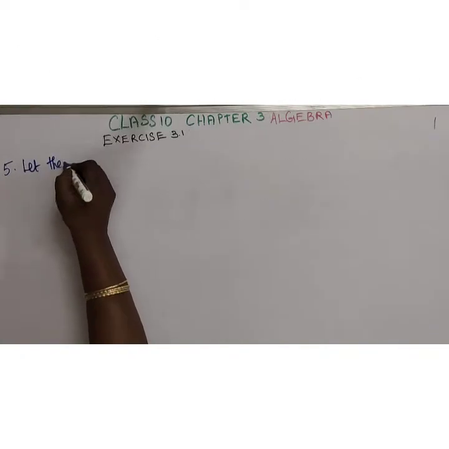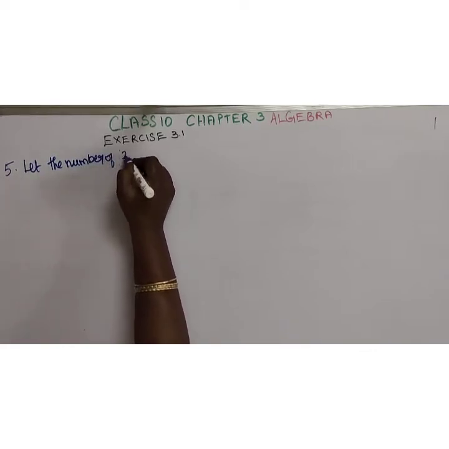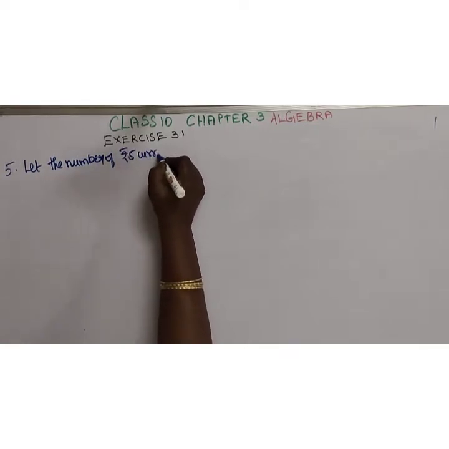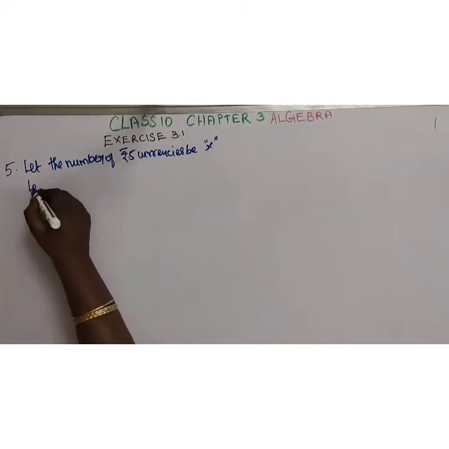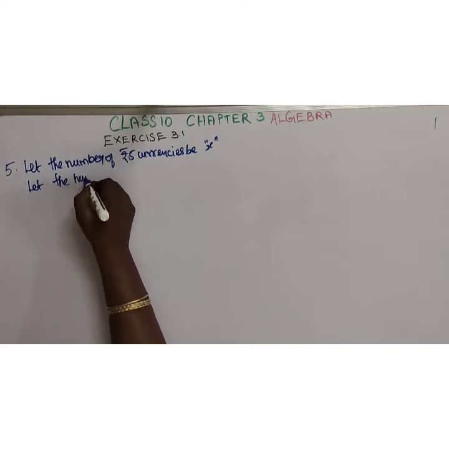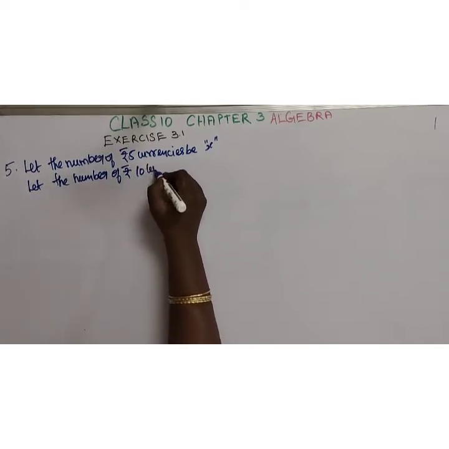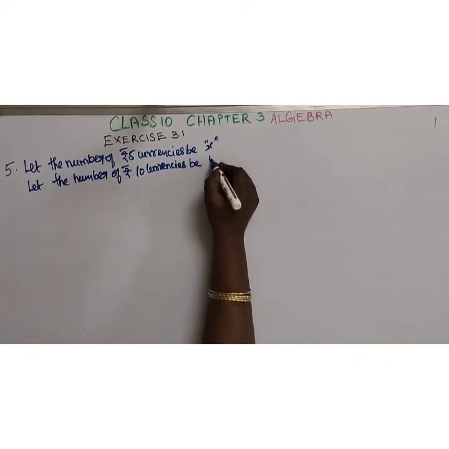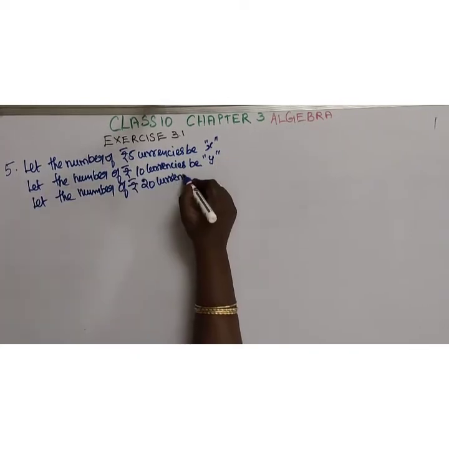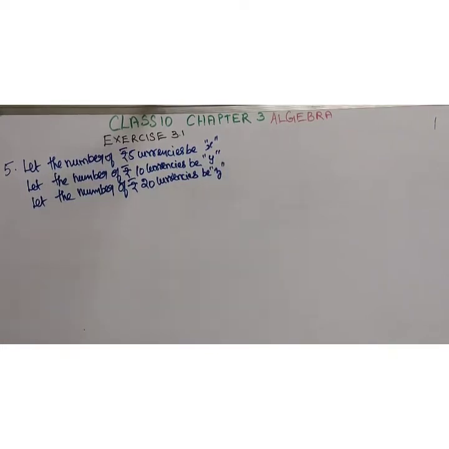Okay, let the number of rupees 5 currencies be X. Likewise, let the number of rupees 10 currencies be Y. Let the number of rupees 20 currencies be Z. Now we have to frame the equations according to the given conditions.